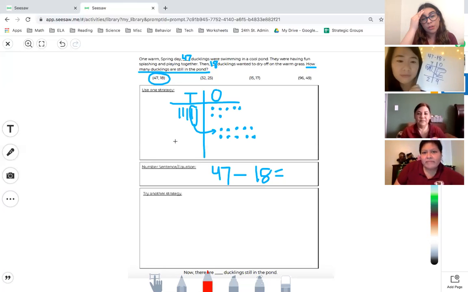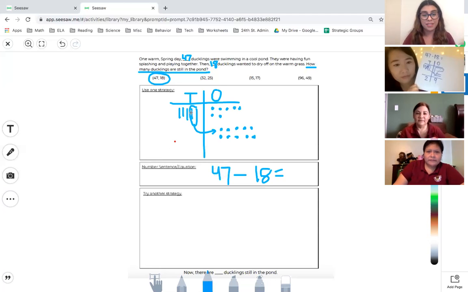See, I got a little confused because I still thought that we were doing single digit numbers. So we need to make sure that we're really thinking about this. And just like Miss T said, we need to remember that we've already crossed out this 10, right? So making that very clear.